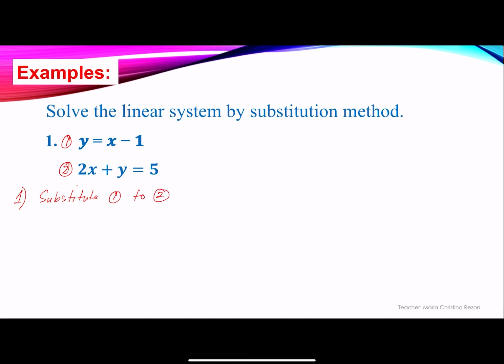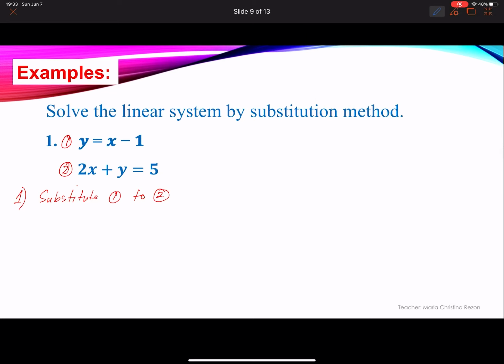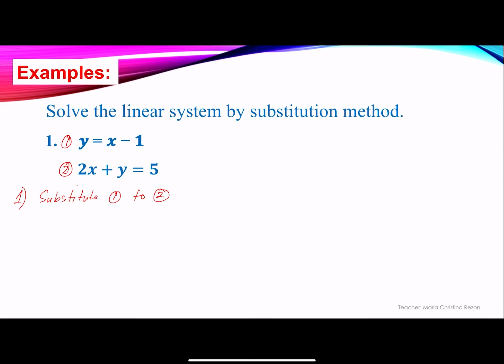So you will have 2x plus y is equal to 5. Substitute y is equal to x minus 1. So that would be 2x plus x minus 1, which is your y in the first equation, is equal to 5. Then simplify. You can combine 2x and x. So that gives you 3x minus 1 is equal to 5. 3x is equal to 6. So therefore x is equal to 2.